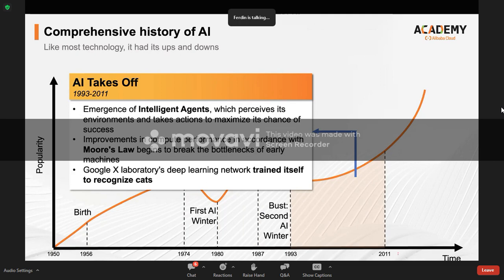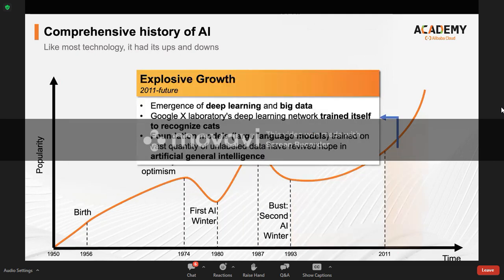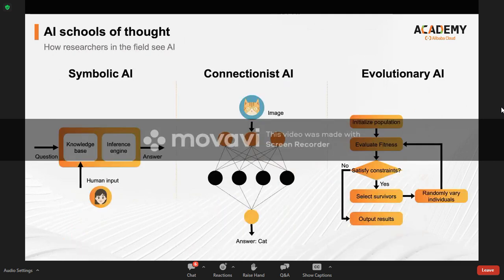And for the future, from 2011 we have deep learning, which was developed, and Google started developing its deep learning network to recognize images of cats. And then we have artificial general intelligence developed with this. Now we have a set of thoughts on AI.